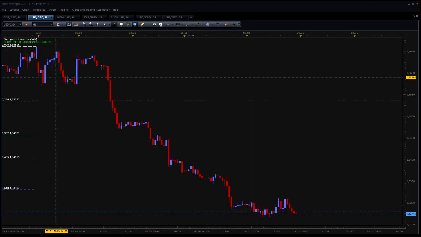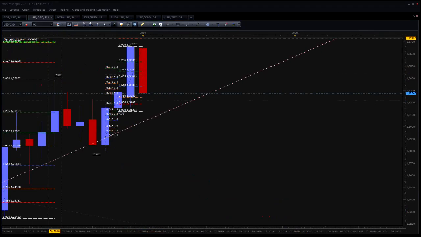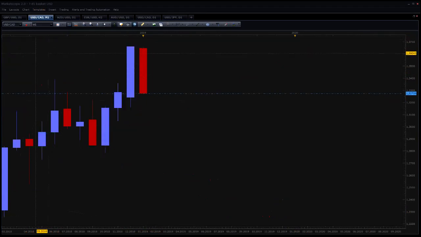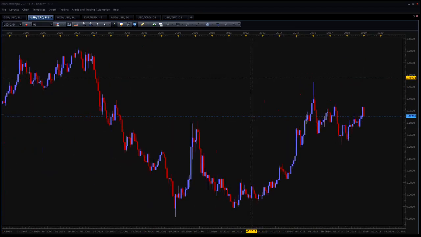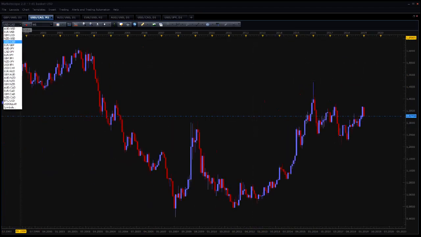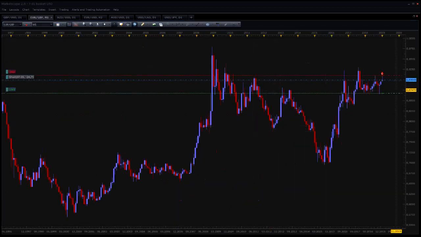Right, that is dollar Canadian. Okay, so euro pound. I've been trading euro pound as well.